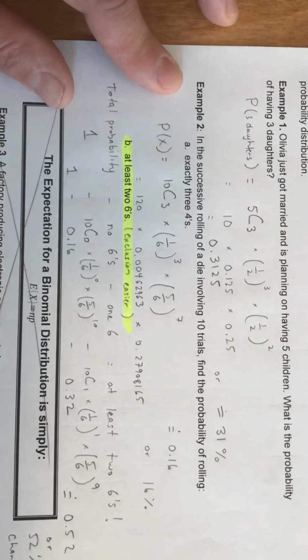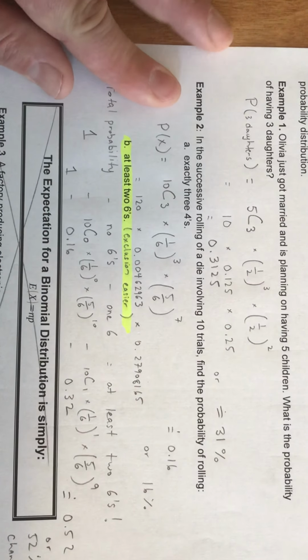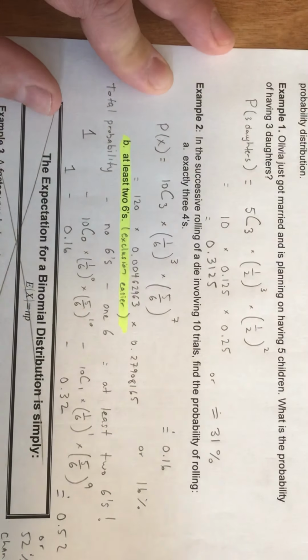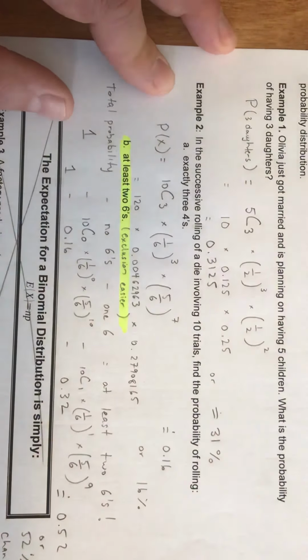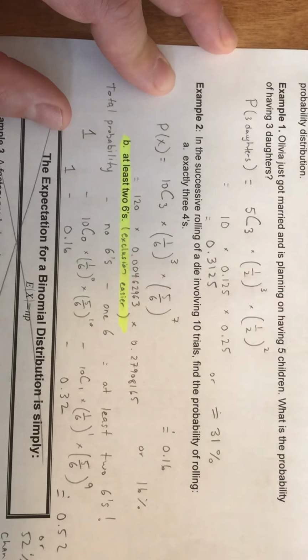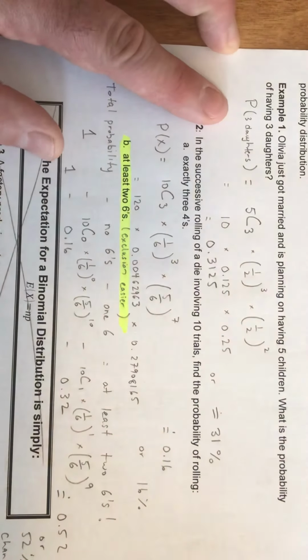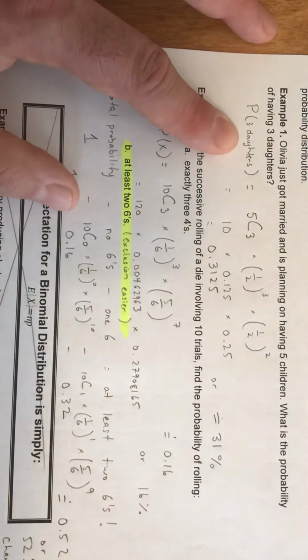Olivia just got married and is planning on having 5 children. What is the probability of having 3 daughters? Exactly 3 daughters. There is a way to figure this out. We're going to see what that is, because there are all possibilities, right? She can have 5 daughters. She could have 4 daughters and a boy. 3 and 2, 2 and 3, and so on, in any order. So we're going to figure out the exact probability of having this exact scenario.